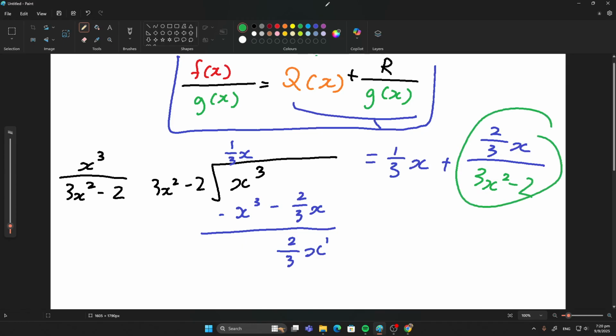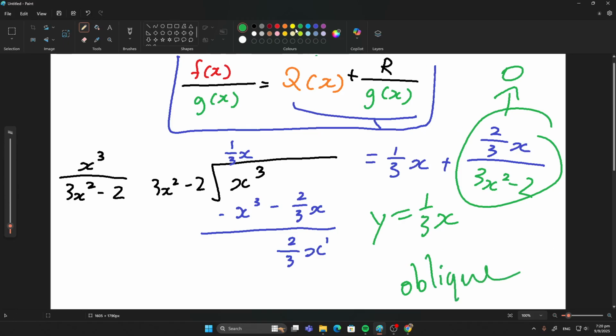But remember, because this will ultimately become 0, y equals this. There you have it. This is your slant. So this is oblique. And I have just proved to you why this one equation works for all the cases, or rather this one equation allows you to find all the cases for horizontal asymptotes. It's just that the first two cases are more straightforward.